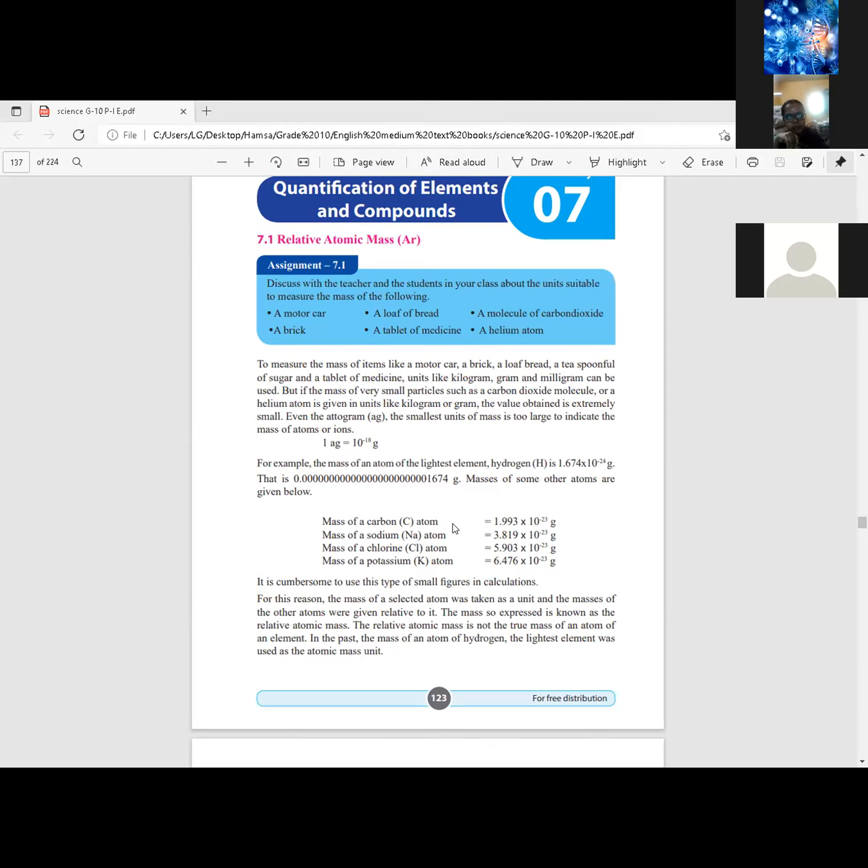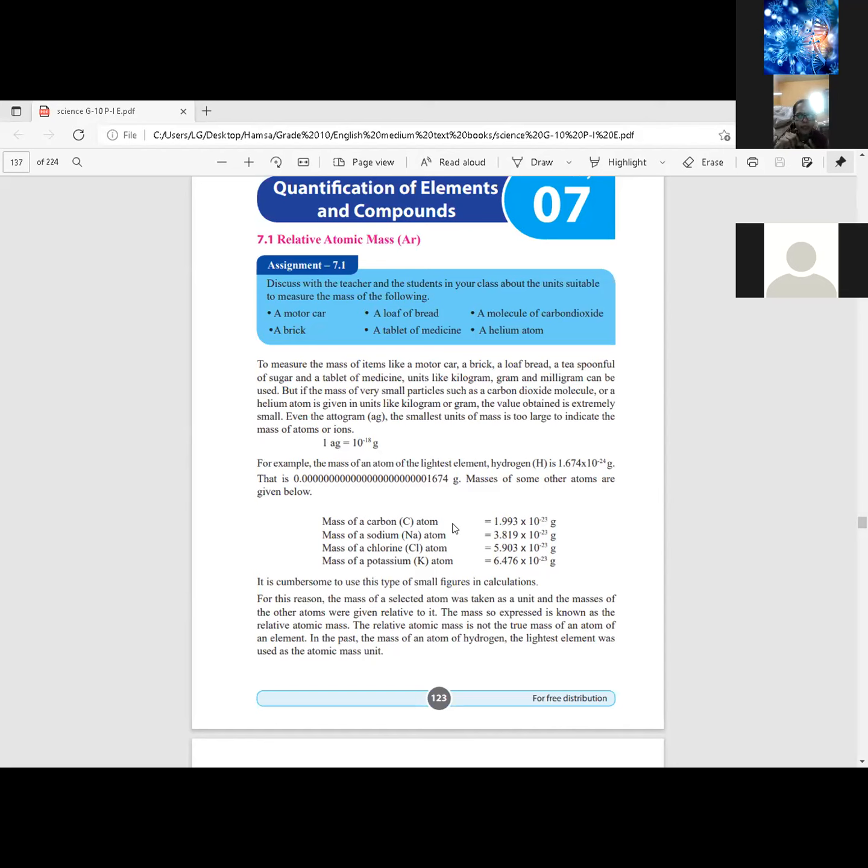You have 23 zeros, right? So see the value, 0.0000 like that, it's going on. So we consider this as a negligible mass, the smallest mass, which is possessed by hydrogen. Masses of some other atoms are given below.